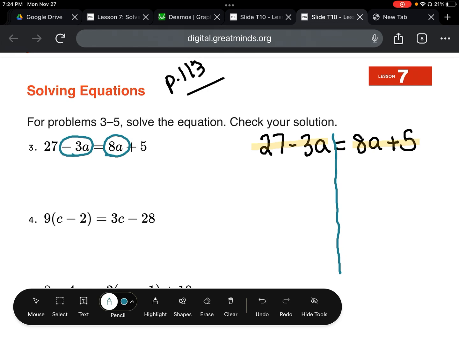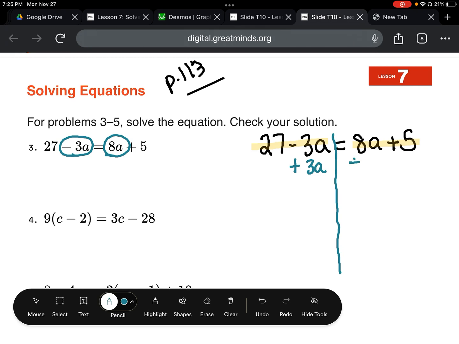So which is the smaller variable? Or I should say, which is the smaller coefficient with variable? Is it negative 3a or 8a? It's negative 3a. So we're going to move this negative 3a over to the right, and we're going to use the same procedure that we know what to do. We're always using the inverse operation. Since this is a negative 3a, or minus 3a, the opposite would be to add 3a.